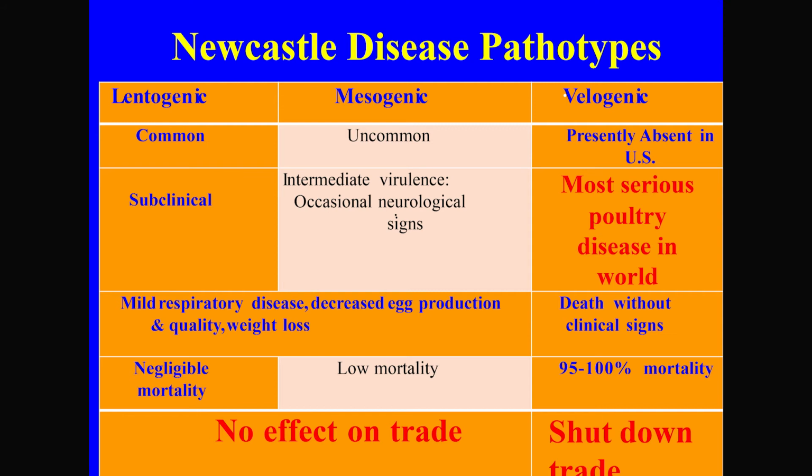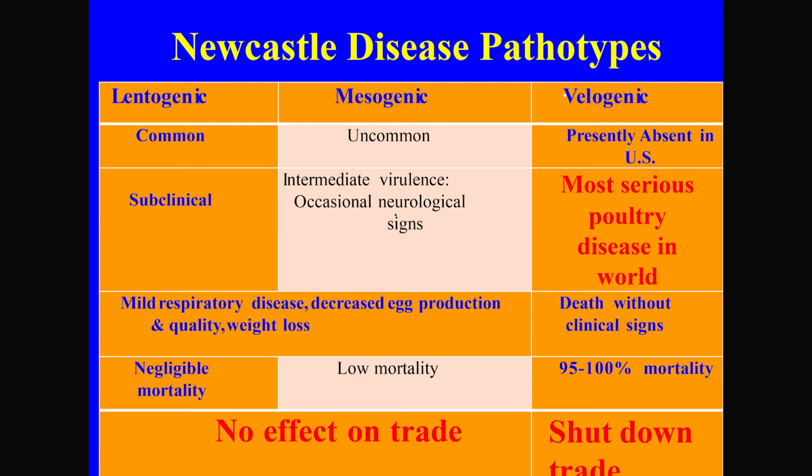Mesogenic, not as common. In fact, we refer to it as uncommon. We have intermediate virulence. Occasionally there'll be some neurological signs in these birds, but as you can see, it too is a mild respiratory disease causing decreased egg production, weight loss, and decrease in quality of the egg. Mortality is usually very low.